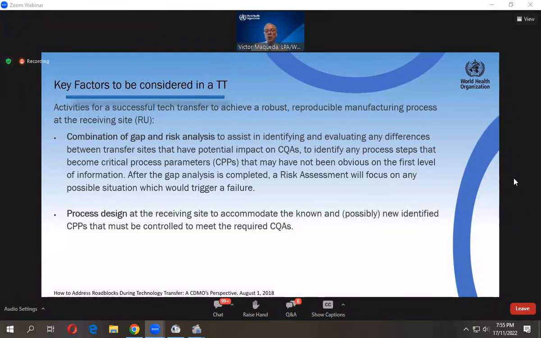The known parameters and the new possibly identified parameters are mentioned, linked to any possible improvement.